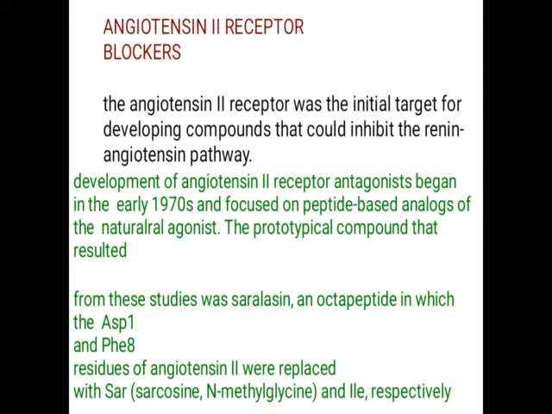So the development of these angiotensin 2 receptor blockers started by considering this effect. Which effect? When angiotensin 2 binds to the angiotensin 2 receptor.